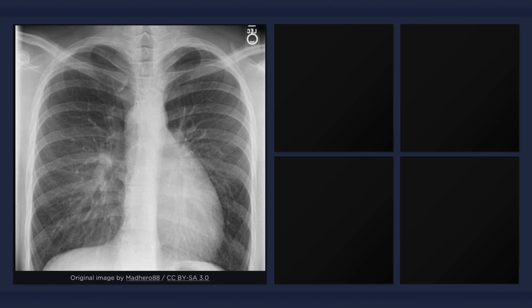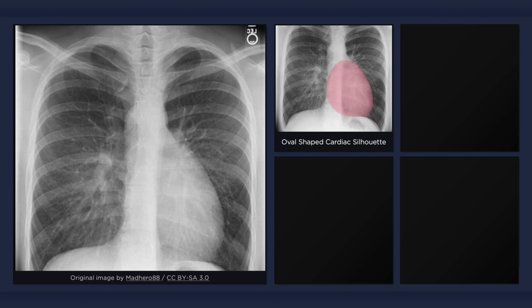In this example, the first abnormality that may come to your attention is the globular or oval-shaped cardiac silhouette. The unusual heart shadow occurs due to prominence of the right atrium and convexity of the left ventricle. In more classic examples, the right atrium protrudes out more laterally and the oval shape of the heart looks like it's tilted sideways.